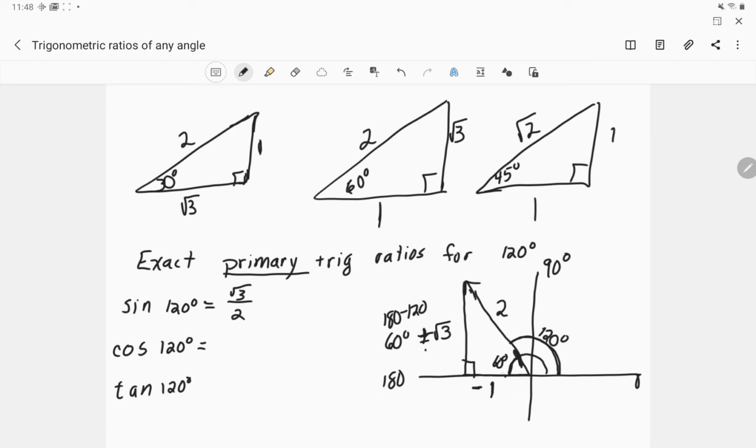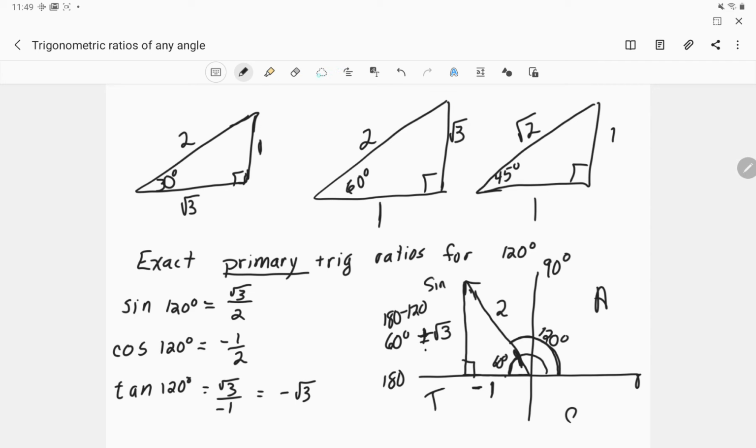Cos of 120 is adjacent over hypotenuse. So that is negative 1 over 2. Tan is opposite over adjacent. So that is root 3 over negative 1, which you could just write as negative root 3. Now again, remember my CAST rule, C-A-S-T. This triangle is in the second quadrant where sine is the only thing that should work out to be positive. And look, root 3 over 2 is positive. The other two work out to be negative. It all comes together. All right.